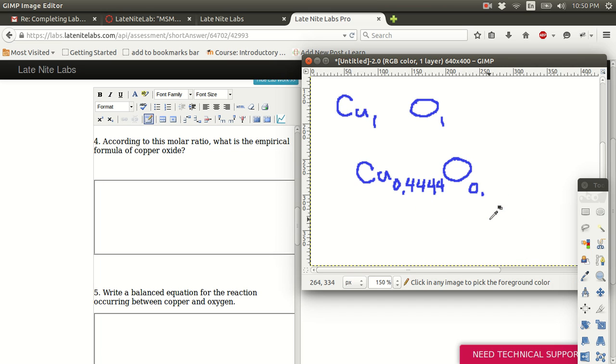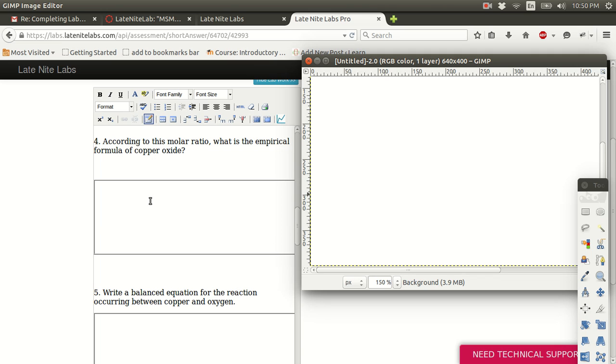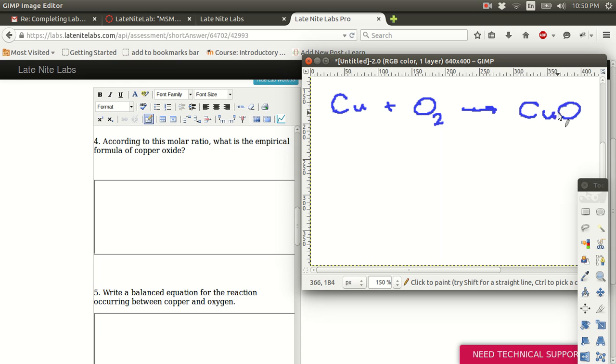So, according to this molar ratio, the empirical formula for my copper oxide was CuO. Now, what about the balanced equation? Let me show you about that balanced equation. You started with copper, and the lab revealed to you that oxygen came in from the air. That's why the mass increased. So when you mix copper and oxygen, what do you get? Well, you get this black stuff, and we know the formula is CuO because we just figured it out.